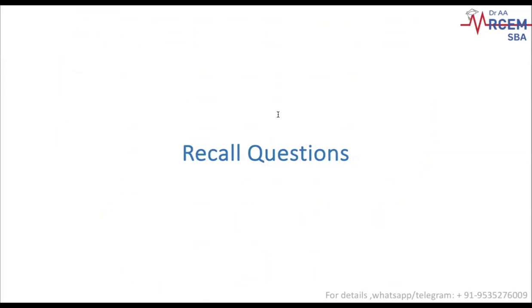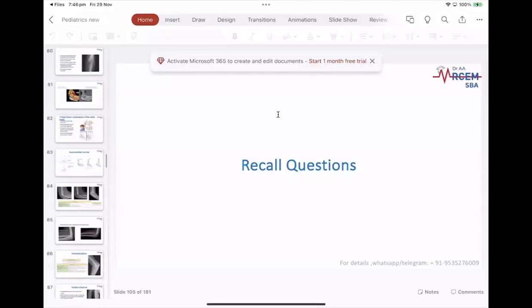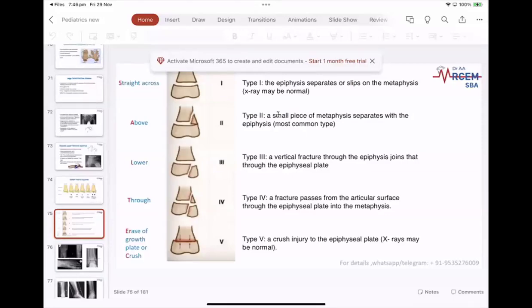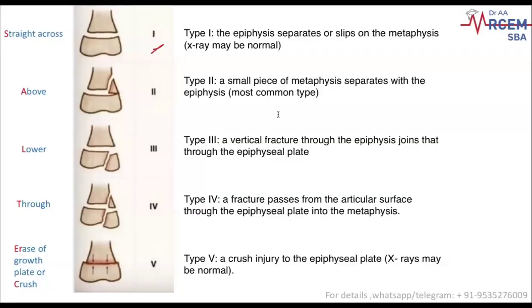Difference between type 1 and type 4. There is an obvious difference between type 1 and type 4 in the Salter-Harris classification. I'm assuming you're asking about the Salter-Harris classification here. So this is a type 1. This is a type 4. In type 1, there's only separation between the metaphysis and epiphysis. In type 4, there is a fracture which is through and through, that is through the epiphysis and the metaphysis, what you're seeing. That is the differentiating factor between the two.